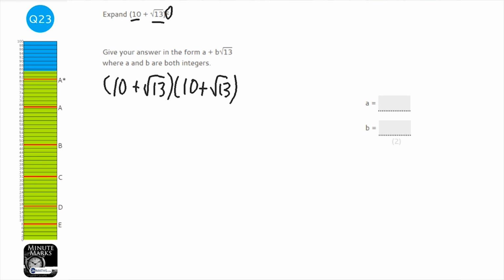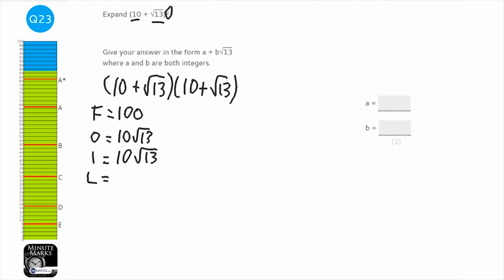So, there are loads of different methods of working this out. It's very similar to when you do quadratics, although it's with surds. You can do first, outside, inside, last, the smiley face, double smiles, rainbows, whatever method you choose. I'm going to be doing FOIL, but I don't mind which method you want to do. So we're doing first, so 10 times 10, which is 100. Outside, which is 10 times root 13, which we write as 10 root 13. Okay, so inside, which is root 13 times 10, which again we write as 10 root 13.